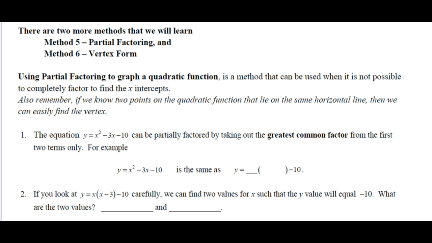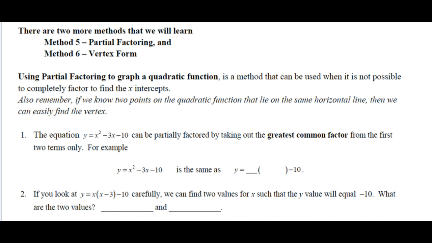But this is the biggie. Using partial factoring to graph a quadratic function is a method that can be used when it is not possible to completely factor to find the x-intercepts, right? So x squared minus 3x minus 10, that factored, right? (x plus 2)(x minus 5) or whatever. And then we get the x-intercepts, and we say, I know the axis of symmetry is halfway between them, and I take that x, just like we just did. And life is good, you get the right answer.